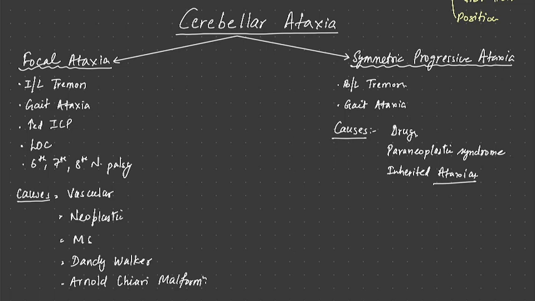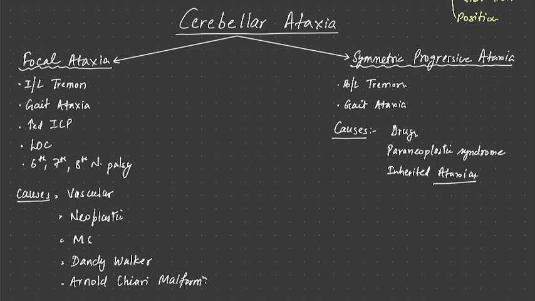Along with it, there will be the signs and symptoms of the cause that is causing focal ataxia. For example, raised intracranial pressure, loss of consciousness, sixth, seventh, and eighth nerve palsy. Why? Because it exits just close to the cerebellum. Right? That is why there will be palsy of these nerves.